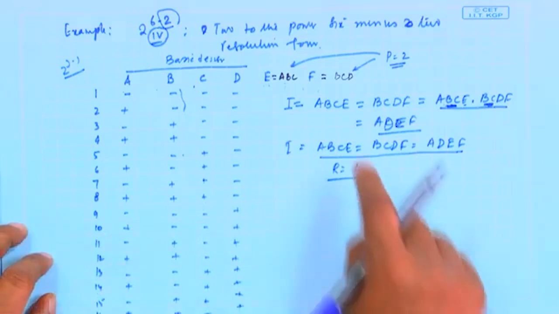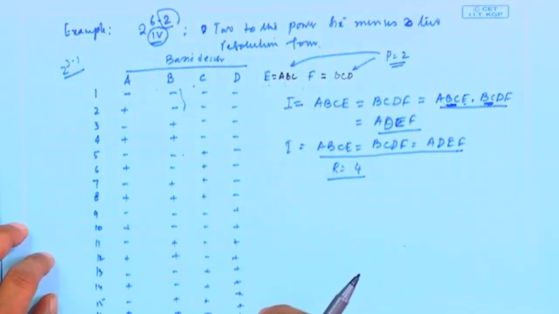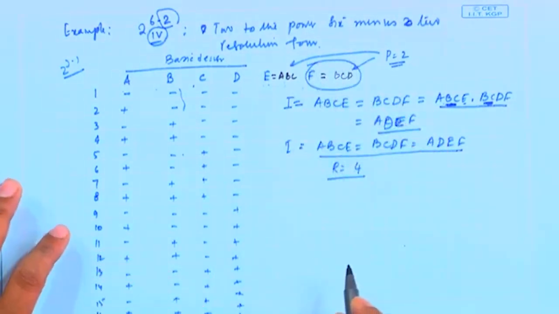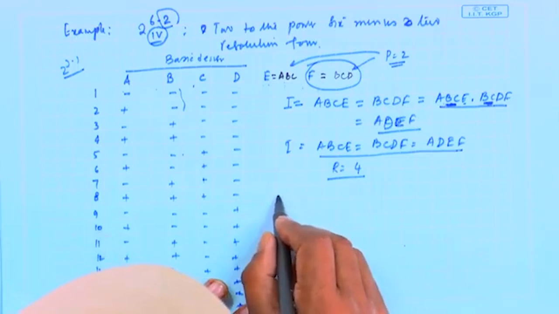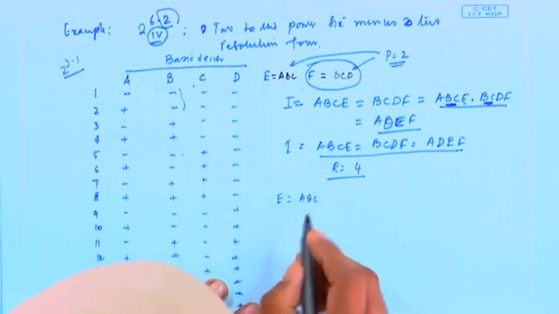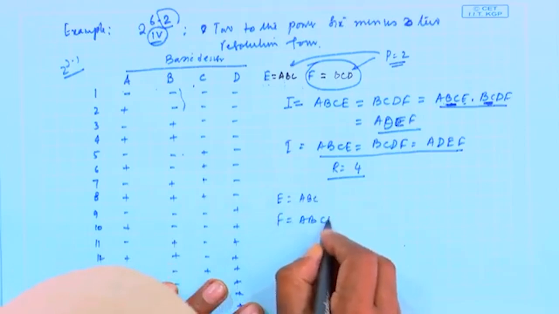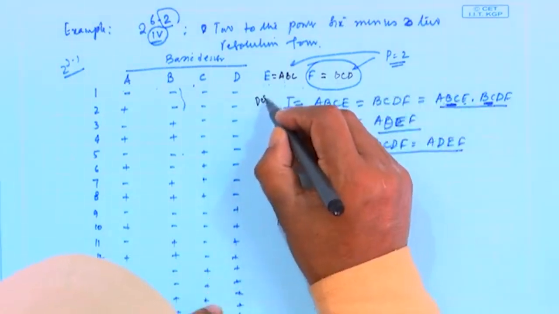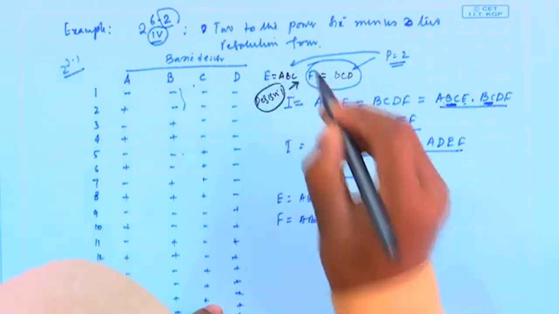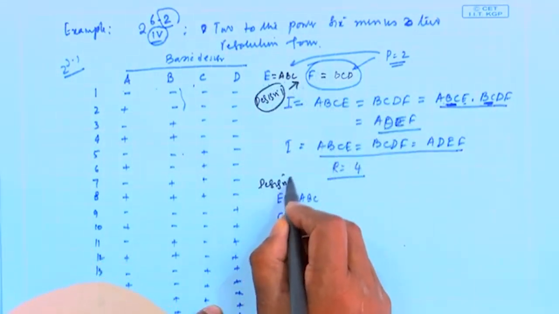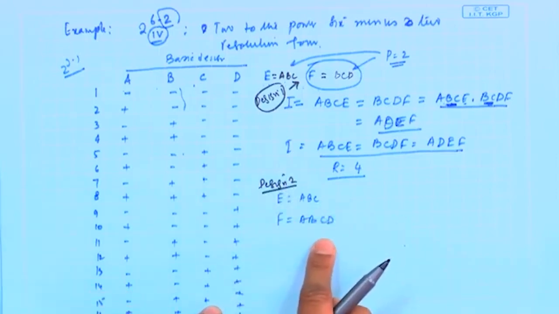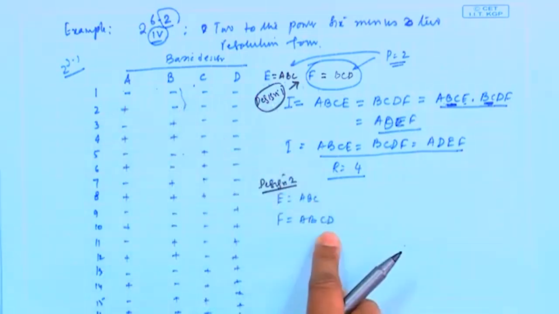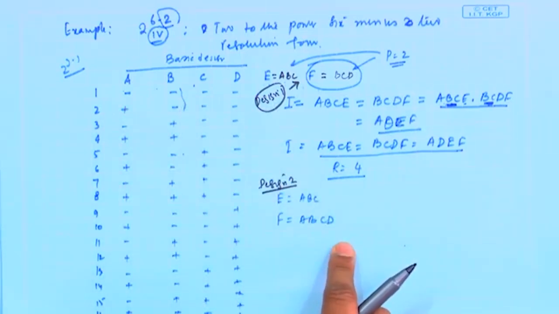Now, suppose instead of F equal to BCD, you choose generators like this: E equal to ABC and F equal to ABCD. So, I can say that this is my design 1, and here design 2, because you can choose like this. So, it is possible that E will be confounded with the ABC interaction, and F will be confounded with the ABCD fourth order interaction.